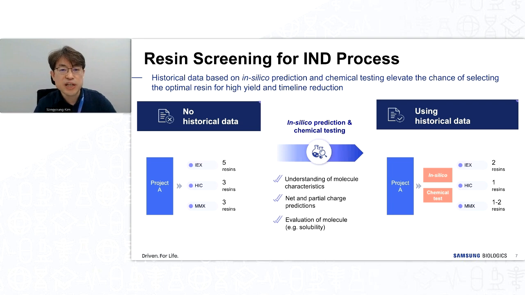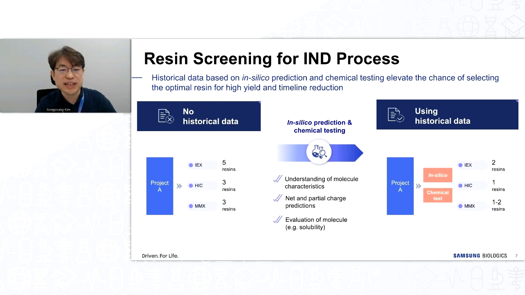To address these challenges, the DSP group in Samsung Biologics is implementing a strategy that integrates our historical experience with a meticulous approach for resin selection. This targets accelerating the development timeline while ensuring high-performance results. This approach is straightforward, but highly effective in optimizing both quality and timeline.